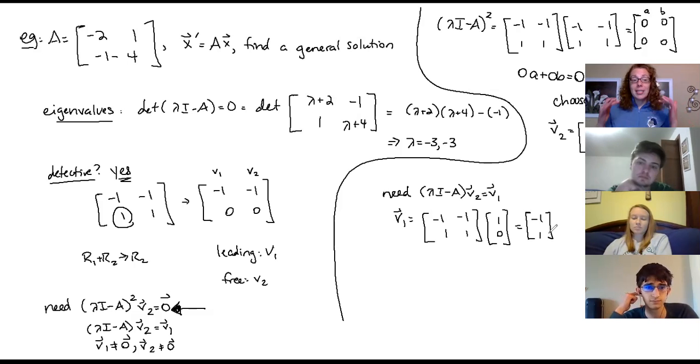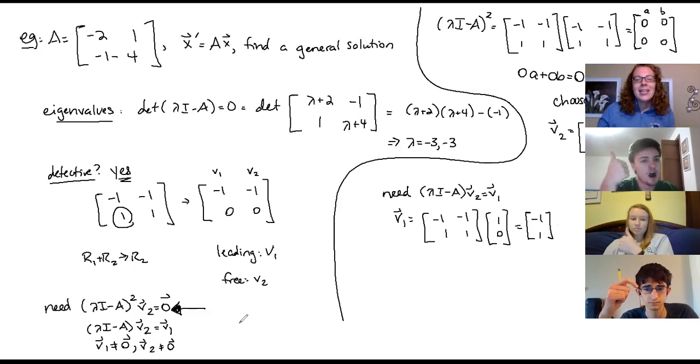Have I met my third requirement? Did I choose wisely? Have I met my third requirement in the list of stuff that I'm supposed to have for V1 and V2? Thumbs up, thumbs down. Yes, good, okay. And so here then are my linearly independent solutions.